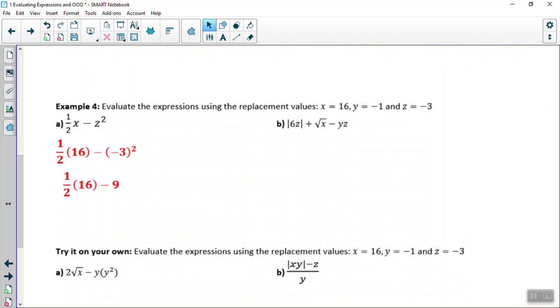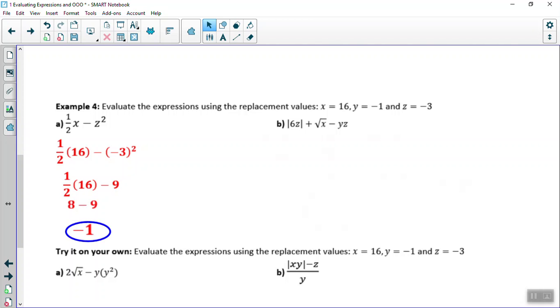All right, so now we can take care of multiplication. I've got multiplication and then subtraction. All right, well, 1/2 times 16. We should be able to figure out what 1/2 of 16 is. If I were to take 16 and split it in half, I'd get 8. So now I'm left with 8 minus 9. Okay, well, 8 minus 9 gives us a negative 1. And then I can circle my answer.